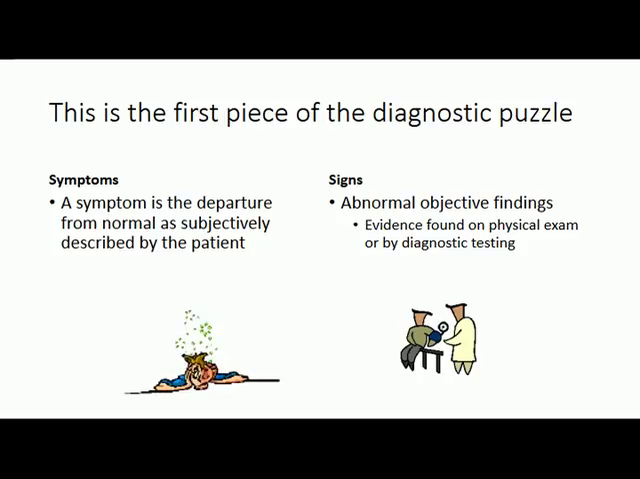The first piece of the diagnostic puzzle includes evaluation of symptoms. A symptom is a departure from normal and is subjectively described by the patient. A sign is an abnormal objective finding, something that can be measured, and we might consider it evidence that is found on a physical exam or by diagnostic testing. These are terms that you should know and be able to define.